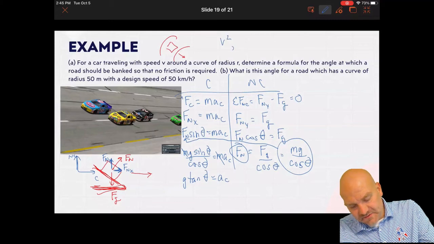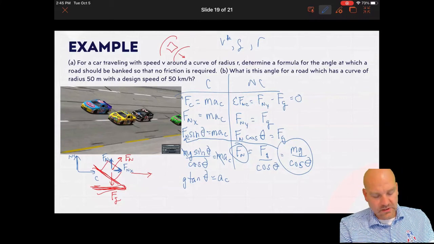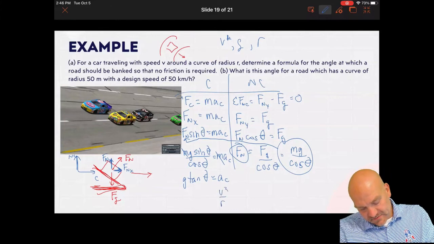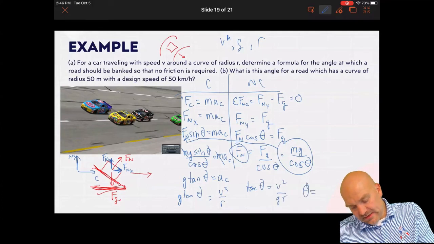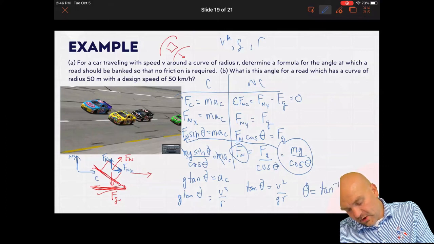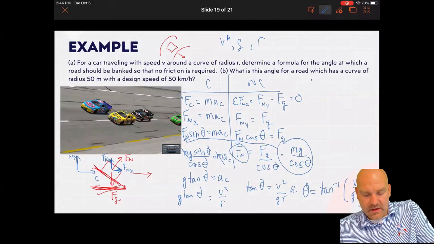Okay, now we're going to write this in terms of V, G, R. That's often what happens on the AP test, they're going to tell you what variables to write this in. So I'm going to substitute V squared over R equals G tan theta. All right, I'm going to divide by G. And now all I have to do is say the arctan, or inverse tangent, of V squared over GR will give me my angle. Okay, so that's my answer to part A.